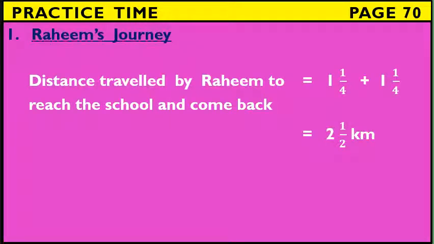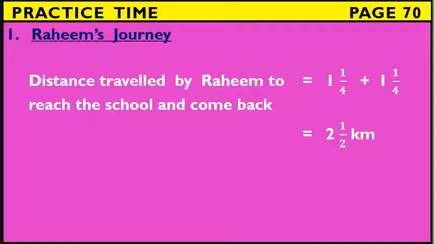Practice time, page number 70. First one, Rahim's journey. Rahim is a small boy. He has to travel 1 1/4 kilometers to reach his school. Again, after school gets over, he has to travel the same distance, that is 1 1/4 kilometers, to reach his house. You have to find the total distance he travels to go to school and come back home.